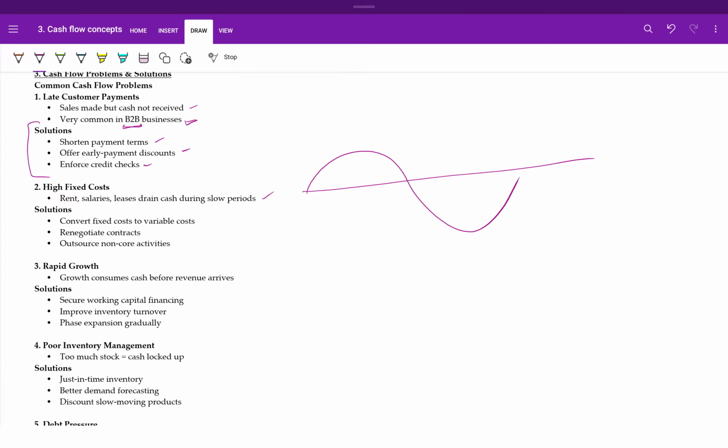non-core activities. And that is why you will see that most of the companies actually outsource their operations, because it actually helps them with the high fixed costs. So they actually outsource their non-core activities, documentation, the processes which are not adding any value. So they actually outsource those non-core activities.